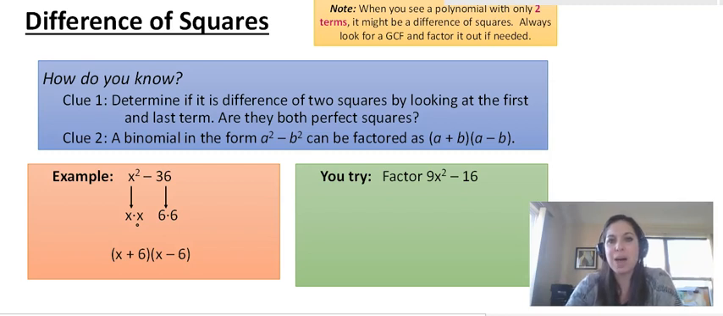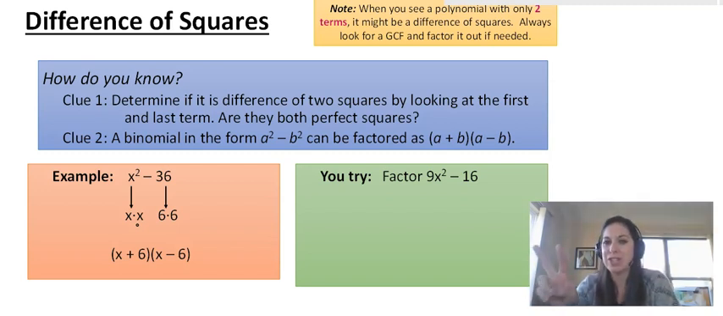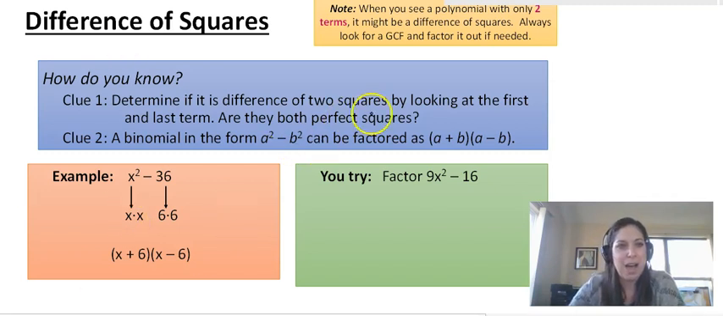A way you can always quickly think to yourself, oh, maybe this is a difference of squares, is if you notice there's only two terms. If there's only two terms, then a lot of times, I can't say all the time because that's not true, a lot of times then it would be a difference of squares. So if you look at my example, we have x squared minus 36. Again, x squared is x times x. 36 is 6 times 6. The rule with difference of squares is our signs in our parentheses are alternating, so I get x plus 6 times x minus 6.